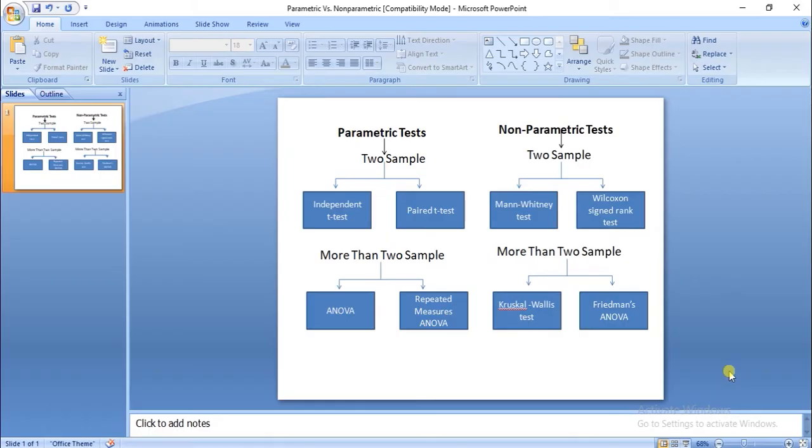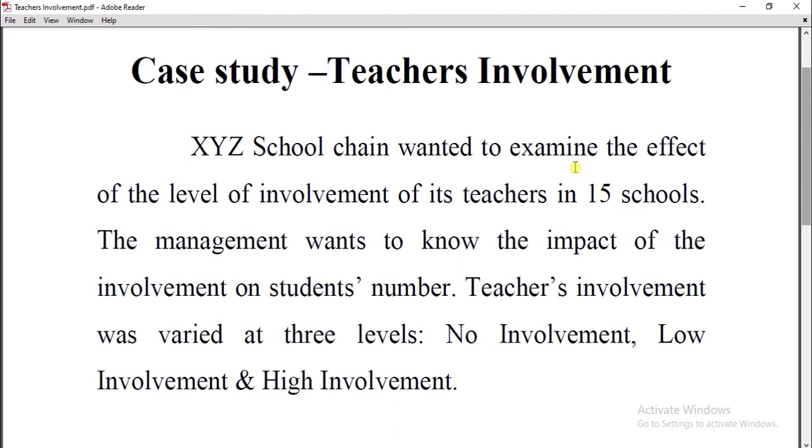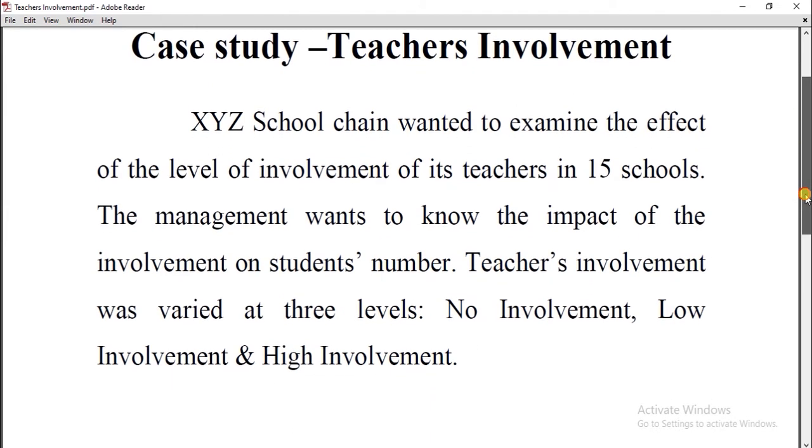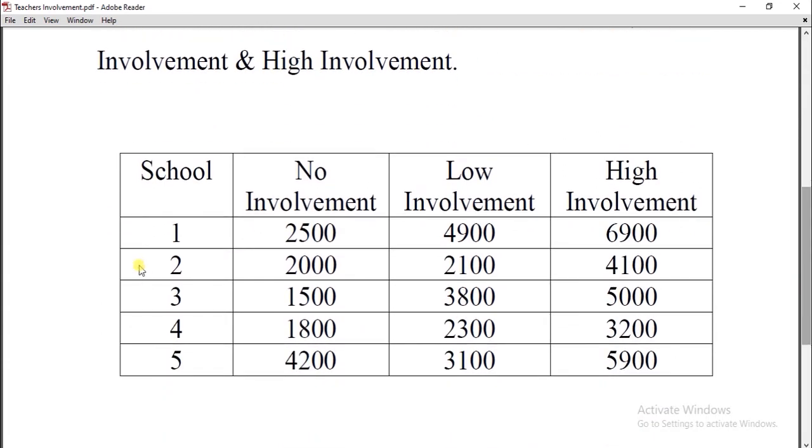So for ANOVA, we have a case study of teachers' involvement. An XYZ school chain wanted to examine the effect of the level of involvement of its teachers in 15 schools. The management wants to know the impact of the involvement on students' numbers. Teachers' involvement was varied at three levels: no involvement, low involvement, and high involvement.